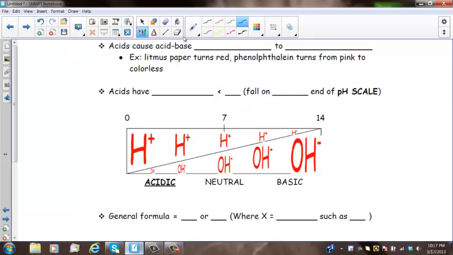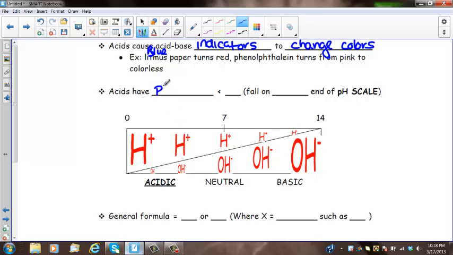Acids cause acid-base indicators to change color. So an indicator is simply something that changes color in the presence of something else. So for example, blue litmus turns red in the presence of an acid, and phenolphthalein will turn from pink to clear in the presence of an acid.